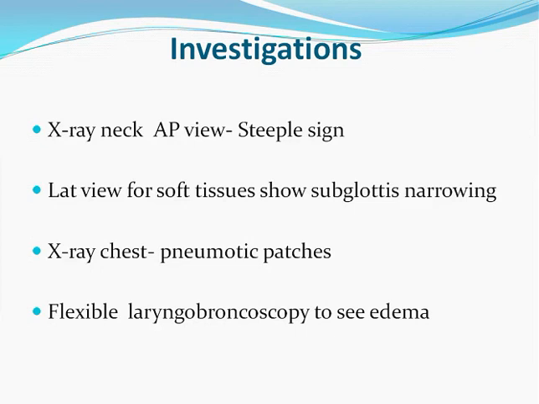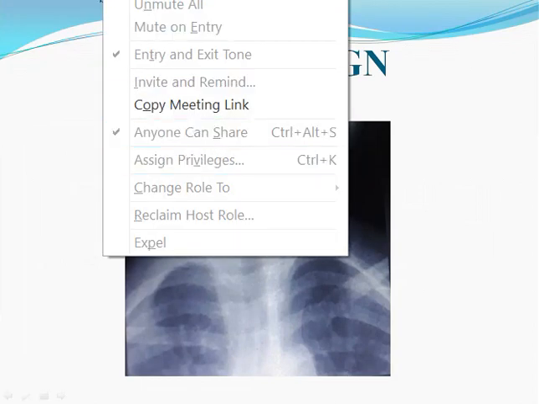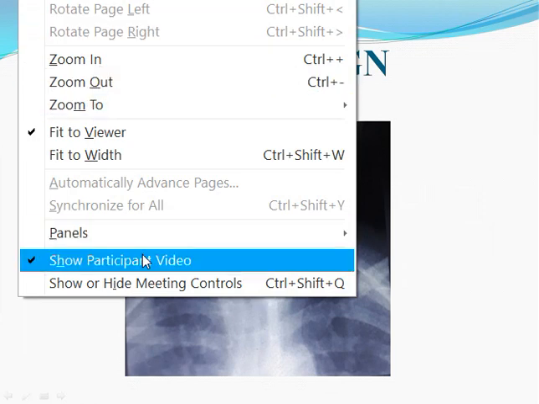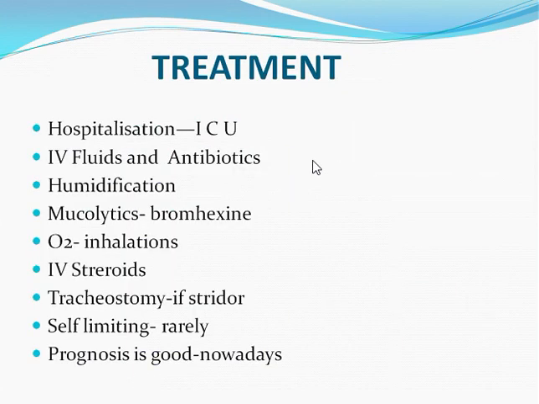Of all the structures of the larynx: epiglottis, periepiglottic fold, false vocal cord, and also the vocal cord. Again, because there is a subglottic narrowing here, you will find the steeple sign also positive in case of acute laryngotracheobronchitis.